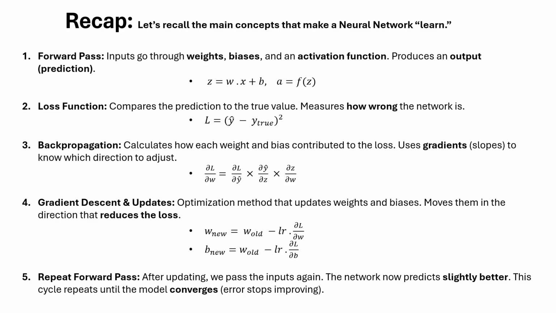Gradient descent and updates: an optimization method that updates weights and biases, moves them in the direction that reduces the loss. Repeat forward pass. After updating, we pass the inputs again. The network now predicts slightly better. This cycle repeats until the model converges, when the error stops improving.